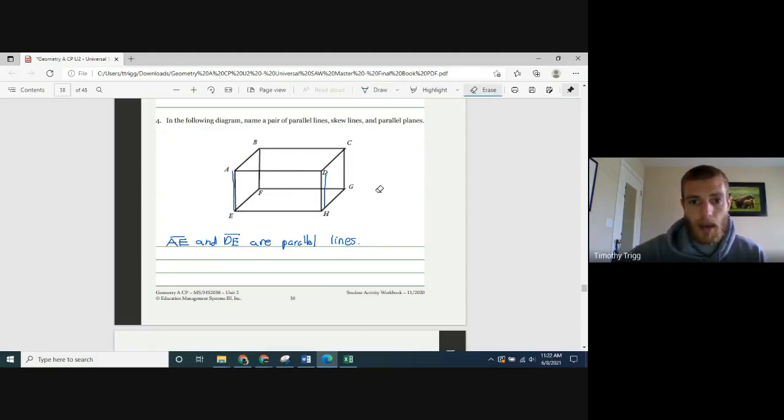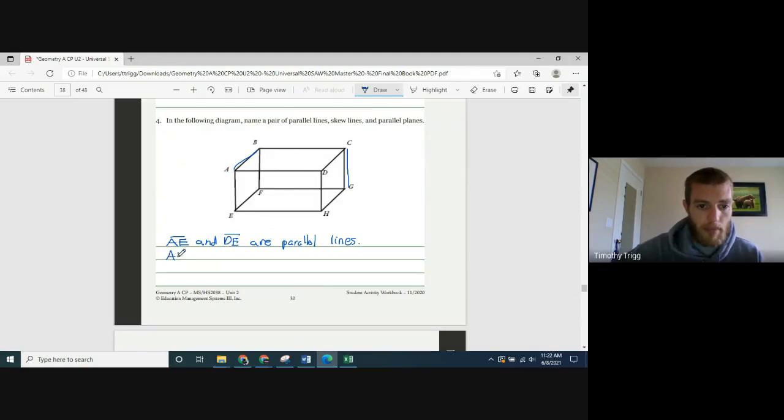Well, what about skew lines? Skew lines, again, are lines that do not touch, but they're also not on the same plane. So they're on different planes. If I say AB, I'm looking for a line that does not touch this and also does not go the exact same way. So I can maybe say CG. These two don't touch each other, and they're not going the same way. They're not parallel, right? They're skew.